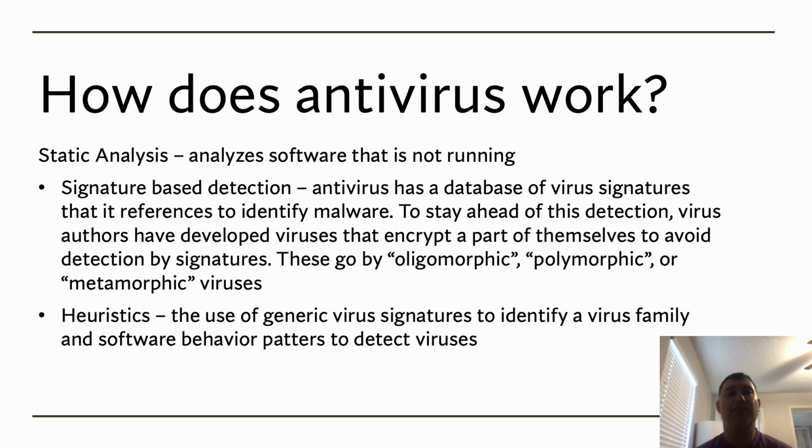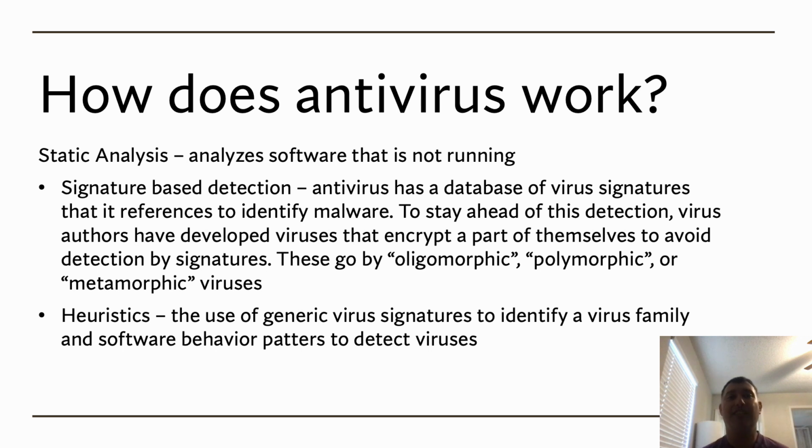So how does antivirus work? There's two forms of antivirus. First is static analysis, the other one is dynamic analysis. Let's go into static analysis first, which analyzes software that is not running. There's two ways that it goes about doing this. First is signature-based detection, the other one is heuristics. In signature-based detection, the antivirus has a database of virus signatures that it references to identify malware.